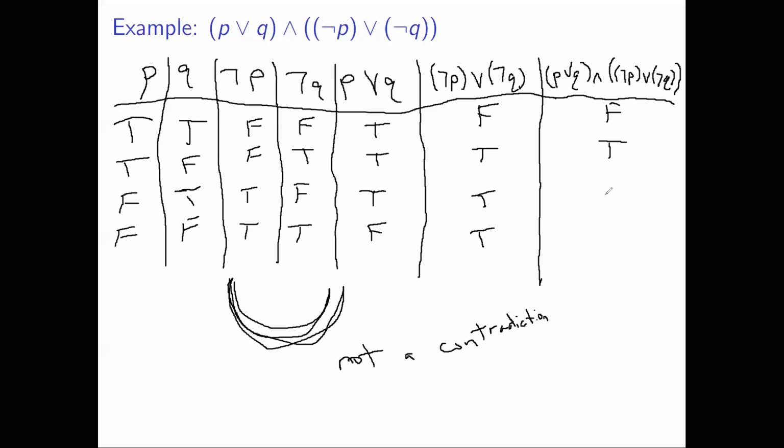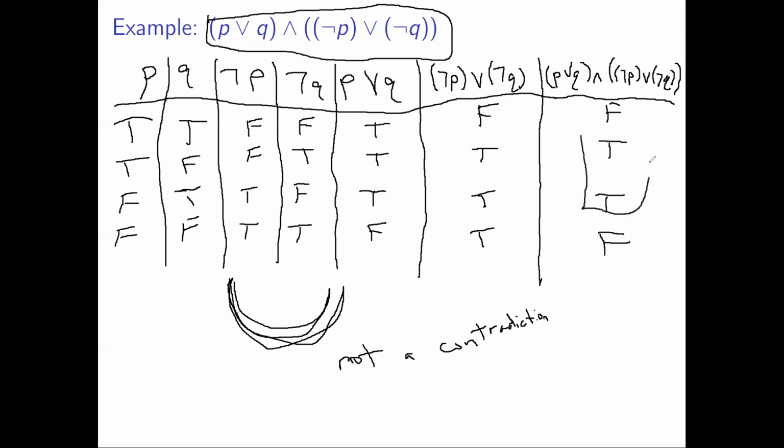So here, the third row, P or Q is true. Not P or not Q is also true. So the conjunction is going to be true. In this final row, P or Q is false. Not P or not Q is true, but the conjunction is false, because both conjuncts would have to be true for the conjunction to be true. So it's not a contradiction because there are rows where the truth value for this proposition is T, for true.